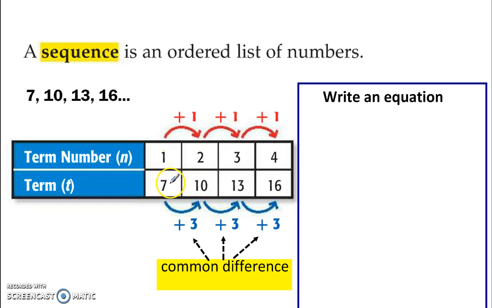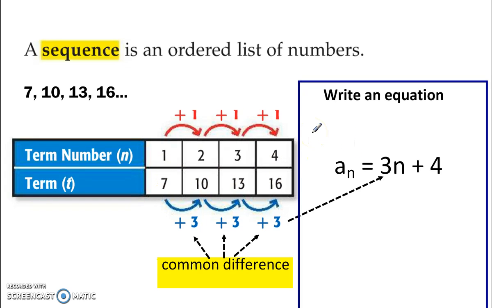Nope. Multiply by 4 is 4, plus 3. Multiply by 4 is 8, plus 3 is 11. No. Multiply by 3 is 6, plus 4 is 7. Multiply by 3 is 6, plus 4 is 10. Alright, that seems to work. So I have 3n, 3 times the term number, plus 4.